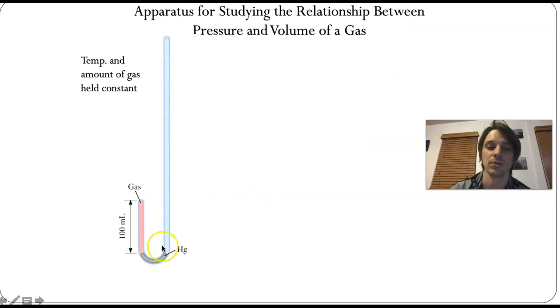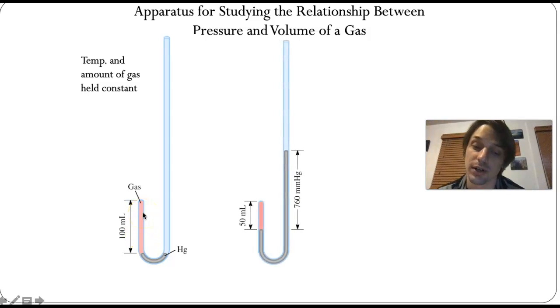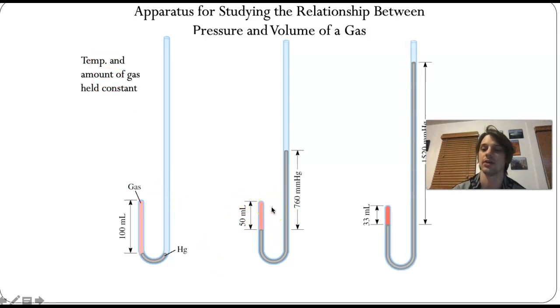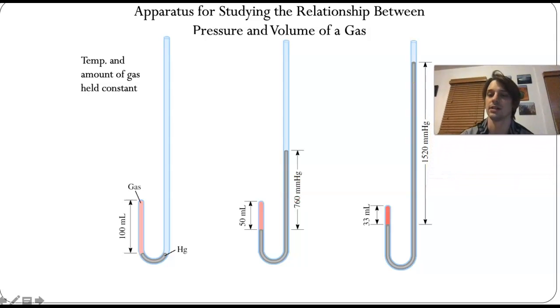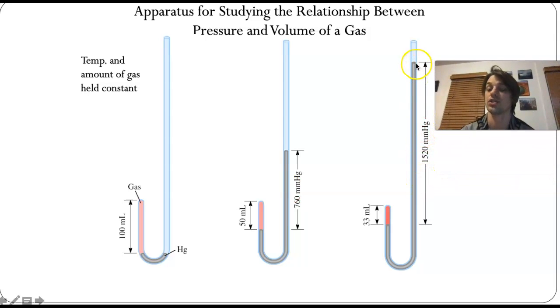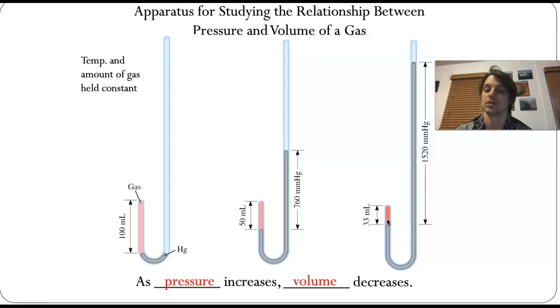So here I have so much mercury. Here's my volume of gas. If I keep adding mercury, I'm adding pressure, because that is a unit of pressure. And my volume of that gas changes. It goes down. So what I see here is a direct relationship, or excuse me, an inverse relationship. As pressure increased, volume decreased. So we call that an inverse relationship, and that is Boyle's law.